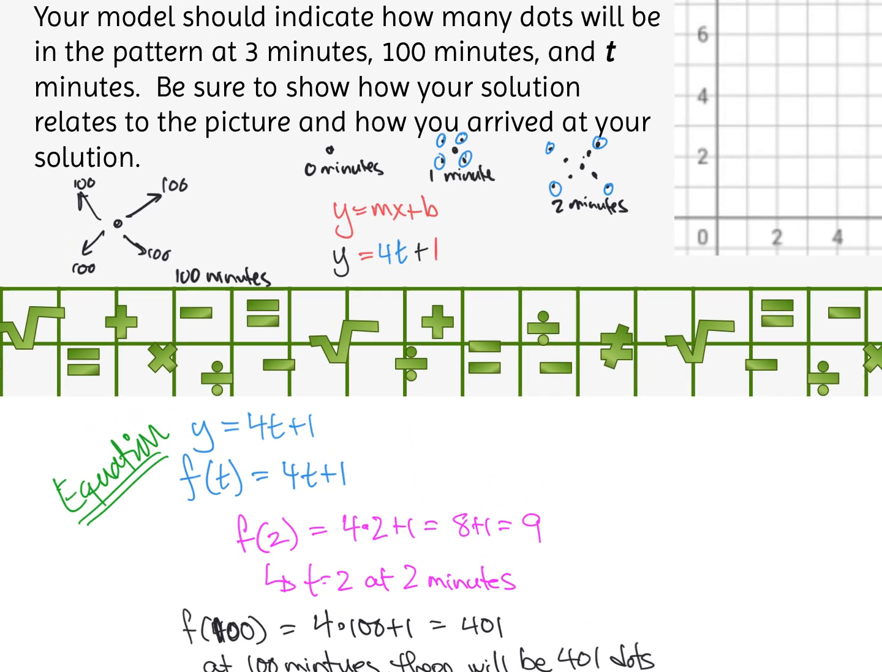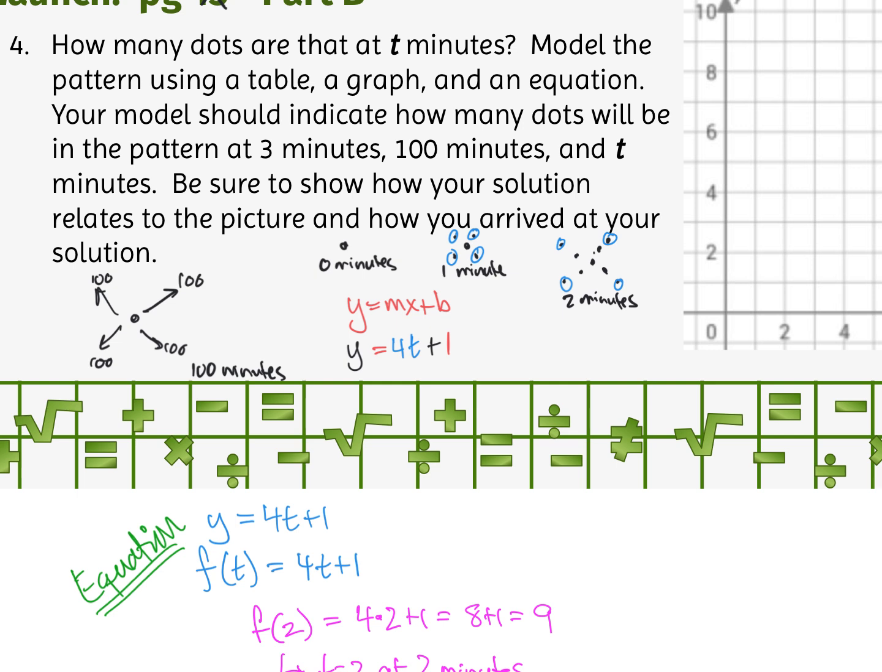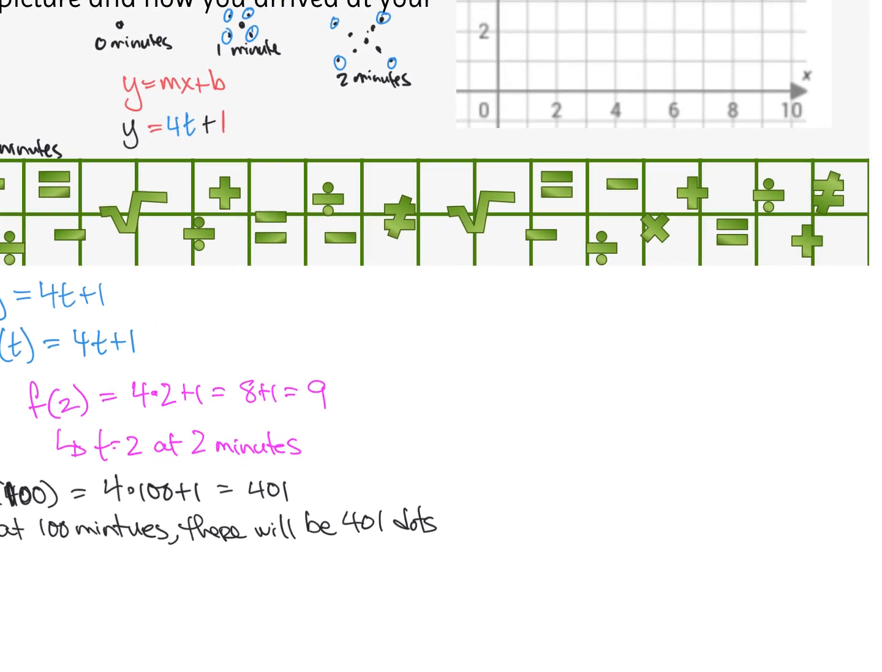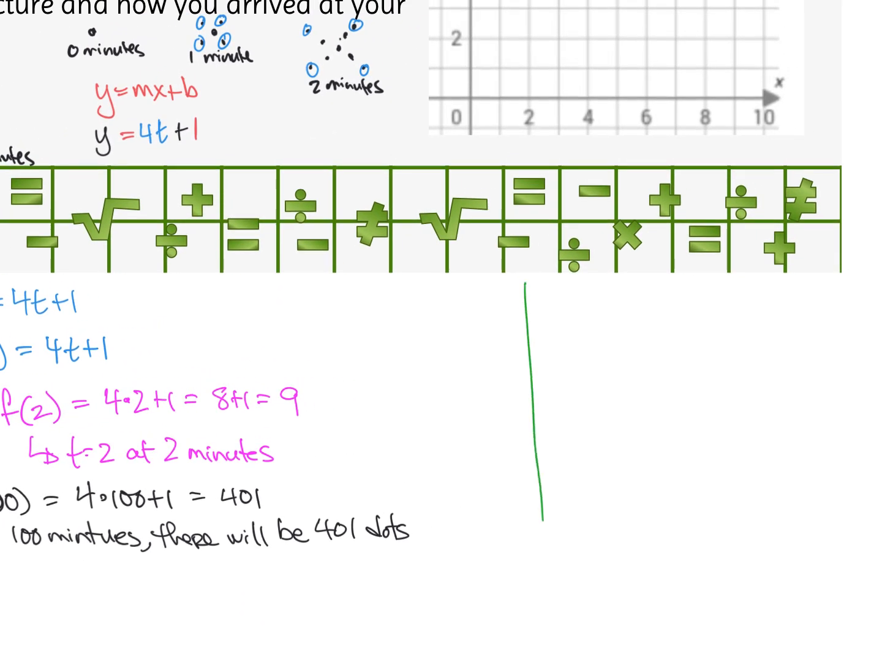Okay, so this is our equation. If we go back to the questions that were asked before, it says we need to figure out an equation. We've figured out our equation. Now we need to figure out a table and a graph. The table is a little bit easier to do first. So let's put a table together. We're going to have our time in minutes, and then we have our number of dots.